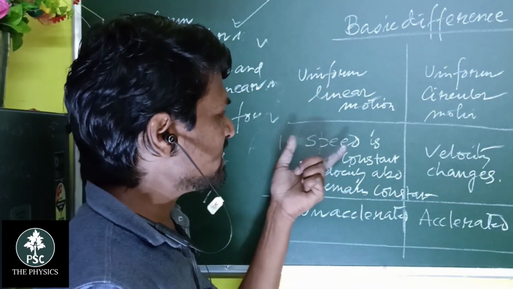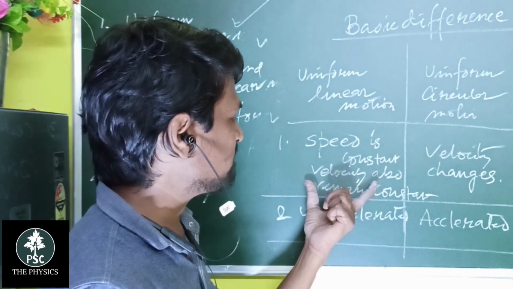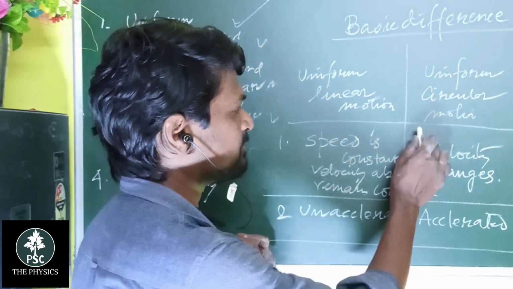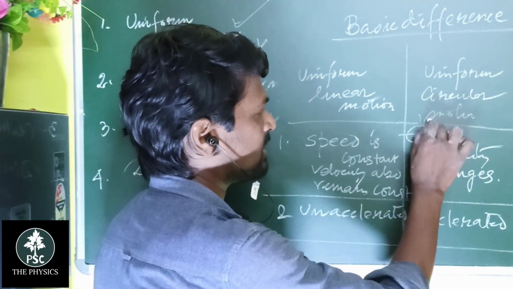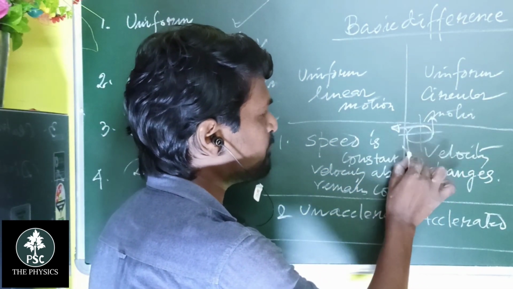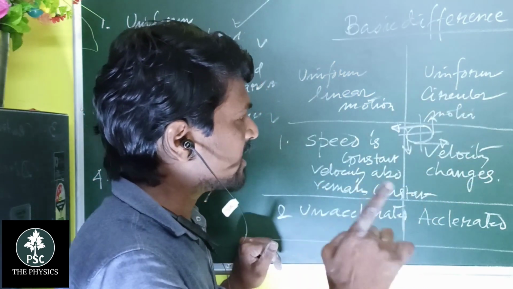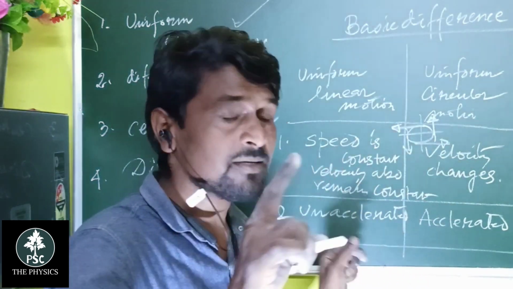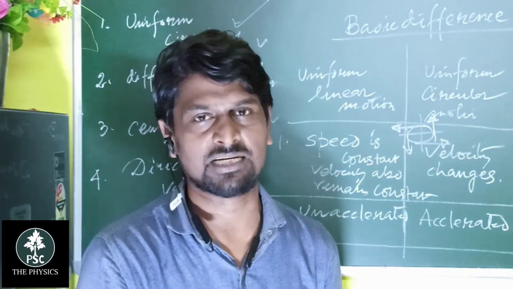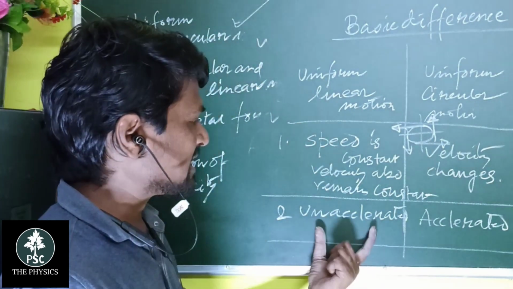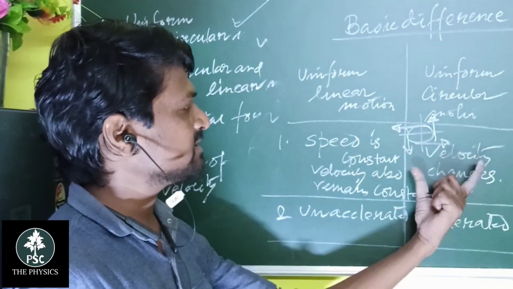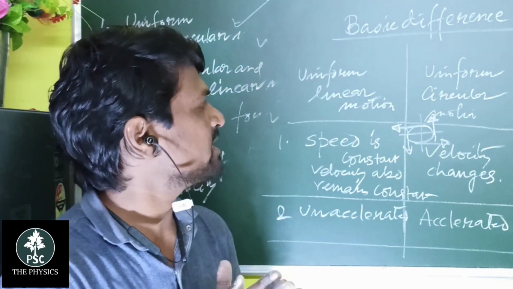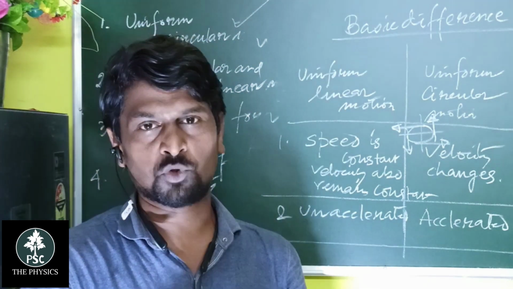Here the speed is constant, and here the speed is constant. But is velocity constant? Here the velocity changes at each and every point. If we take a tangent at that particular point, then this gives the direction of velocity at that point. So this is unaccelerated and this is accelerated since velocity changes. So this is the basic difference between uniform linear motion and uniform circular motion.